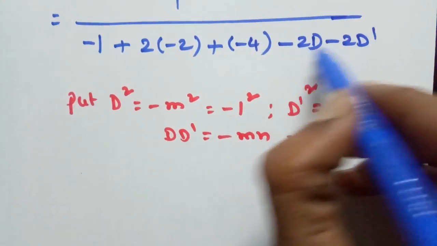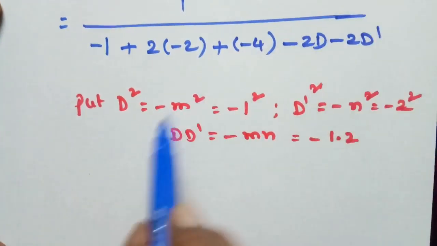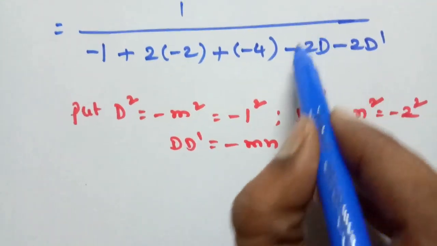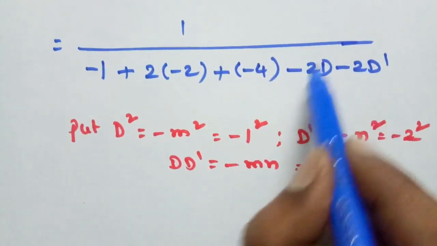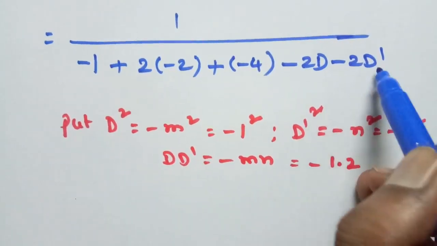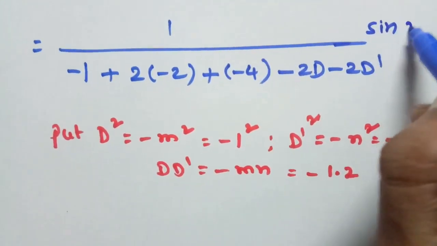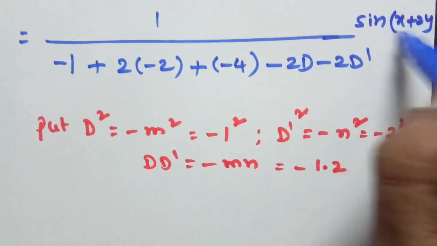There is no chance to substitute here. Our substitutions are only for these terms, so that's why we are not substituting. We are writing −2D and −2D' as they are. Therefore, sin(x + 2y).